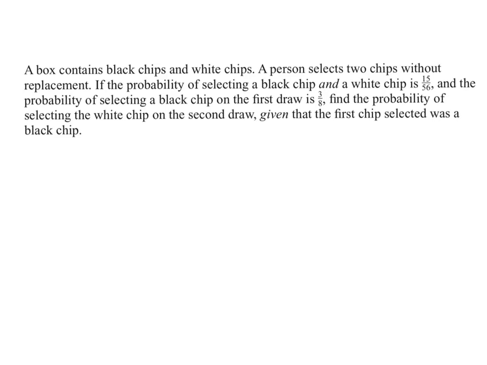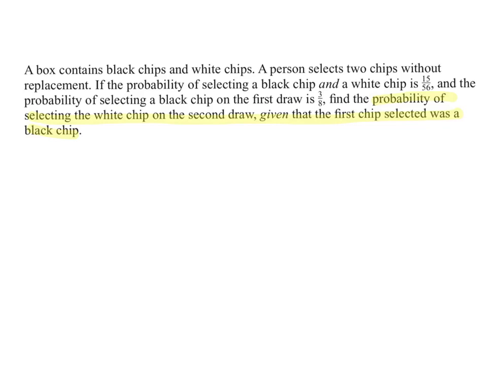Probability of selecting a black and white. So, in other words, doing that whole thing. Pull a black one, then a white one. That probability is 15 out of 56. The probability of pulling a black chip on the first draw is 3 out of 8. So we're trying to find the second probability. We're trying to find the probability of selecting the white chip on the second draw, knowing that we pulled a black chip on the first one. So we're just trying to find the second part, that conditional probability.